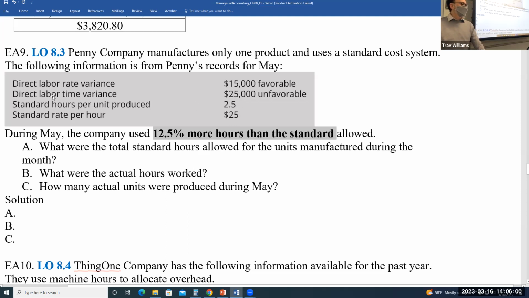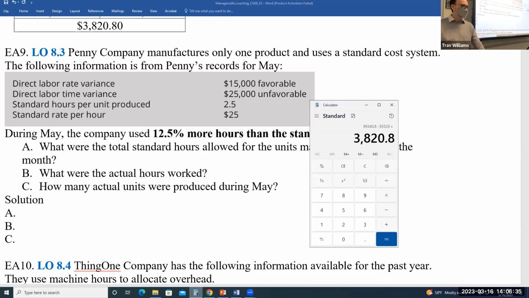Okay, what we can do is take this time variance, because that tells us it cost us an extra $25,000 because of how much time we used. And we know that we used 12.5% more hours than was allowed. So if we can convert this $25,000 cost into a number of hours, we can then figure out what that is 12.5% of, and we'll have the answer, right? I know that's what you were thinking all along, right?